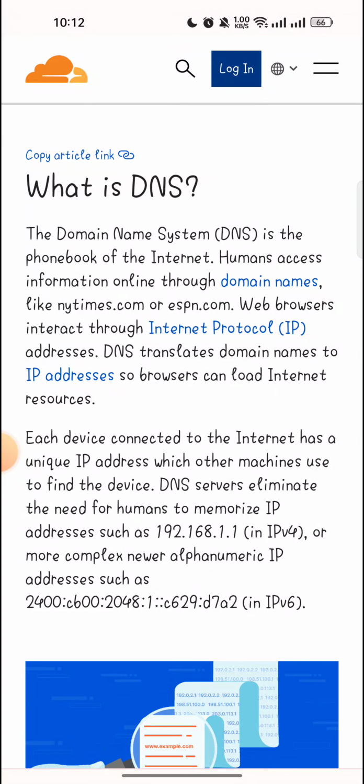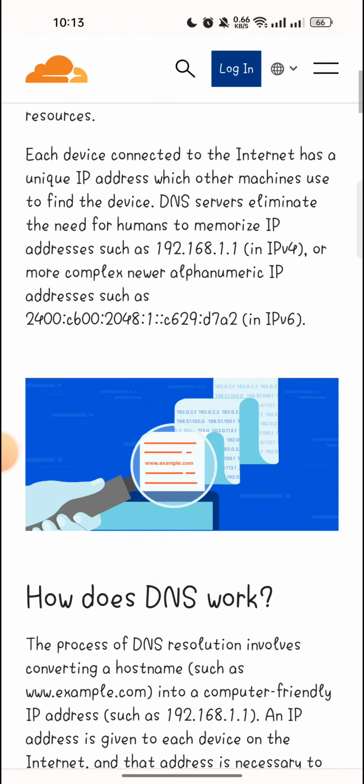A DNS server eliminates the need for humans to memorize IP addresses such as 192.168.1.1 in IPv4, or the more complex, newer alphanumeric IP addresses such as 2400:cb00:2048:1:c629:d7a2 in IPv6.